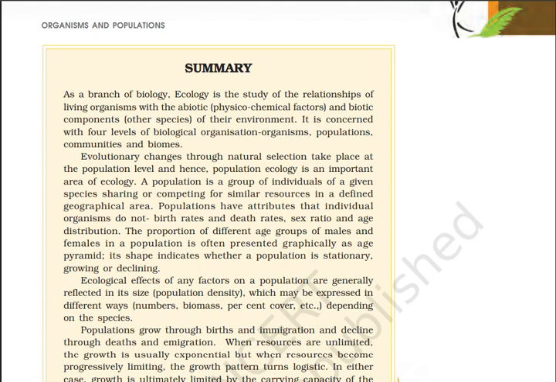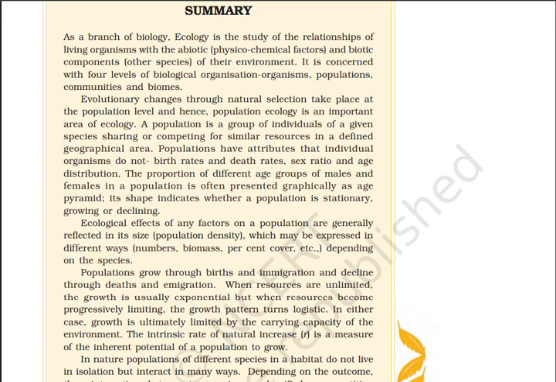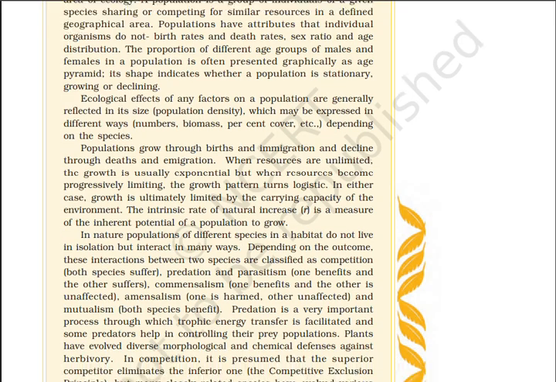Ecological effects of any factors on a population are generally reflected in its size, or population density, which may be expressed in different ways: numbers, biomass, percentage cover, etc., depending on the species. Populations grow through births and immigration and decline through deaths and emigration. When resources are unlimited, the growth is usually exponential, but when the resources become progressively limiting, the growth pattern turns logistic. In either case, growth is ultimately limited by the carrying capacity of an environment. The intrinsic rate of natural increase, r, is a measure of the inherent potential of a population to grow.